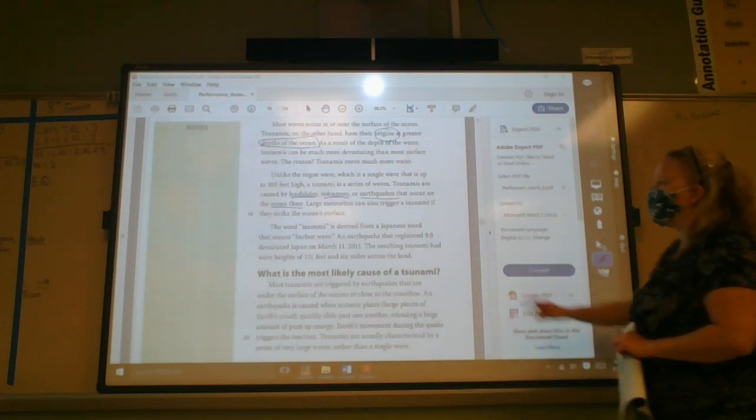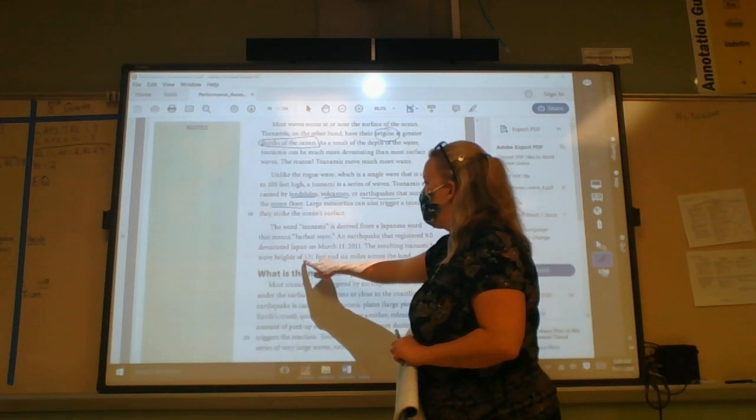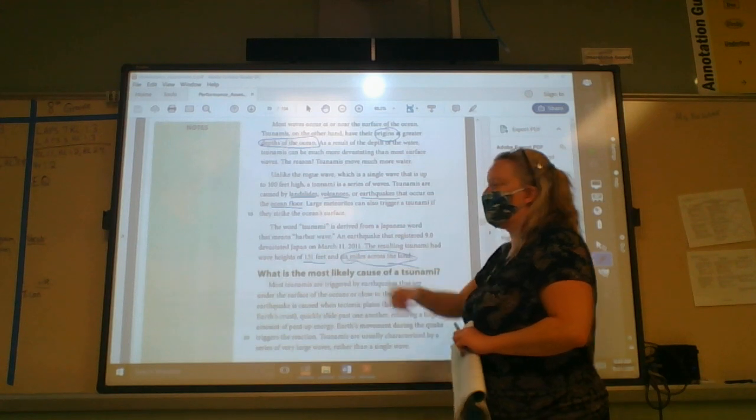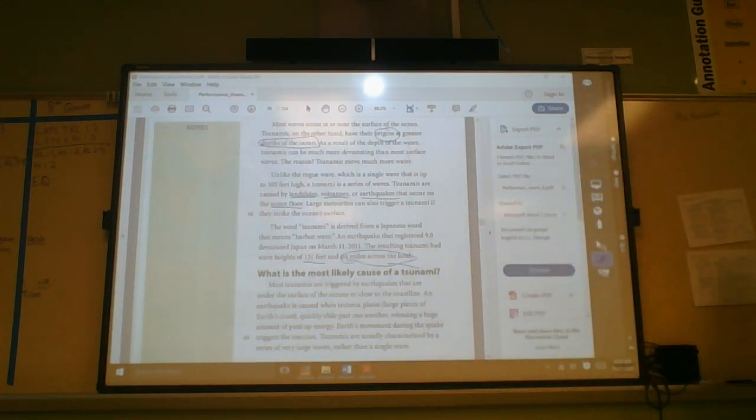I also see another important fact. A tsunami here was 131 feet and 6 miles across. So under size, 6 miles, they can be up to 6 miles across, and about 131 feet high. So tsunamis are taller than rogue waves.